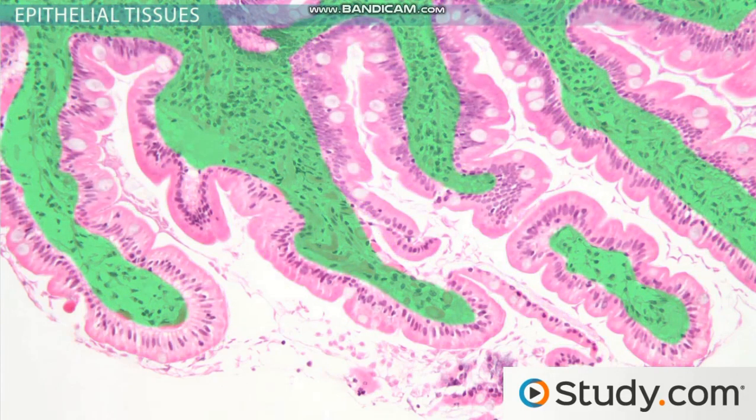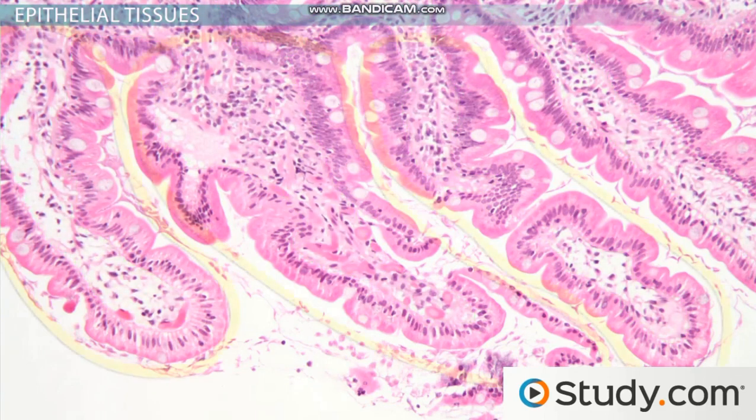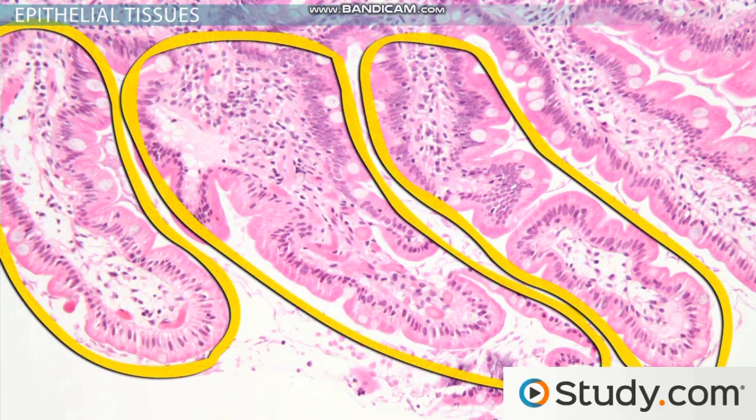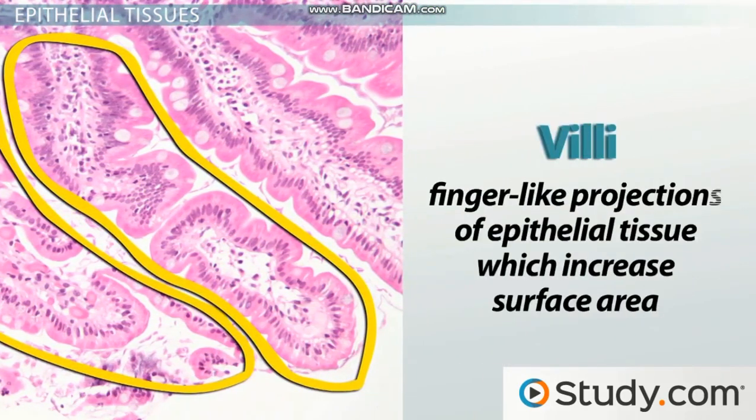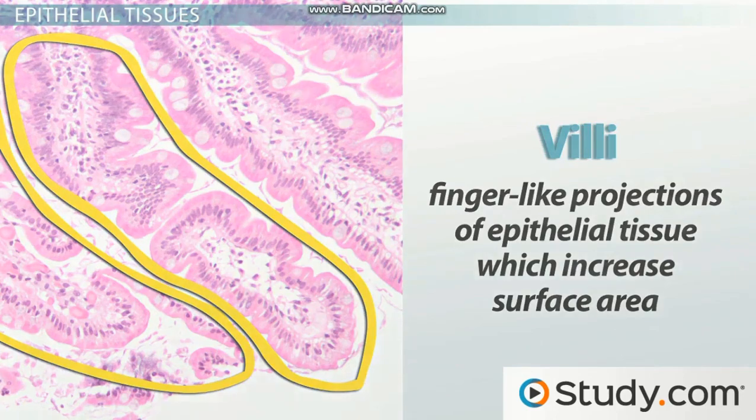The epithelial cells come in contact with the contents of the small intestine and are organized into these finger-like structures here. These structures are called villi and are finger-like projections of epithelial tissue which increase surface area. The increased surface area created by the villi allows a greater number of epithelial cells to have access to nutrients in the small intestine, and therefore increases absorption efficiency.